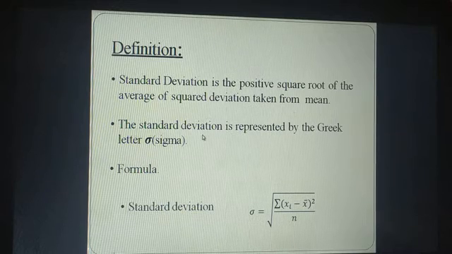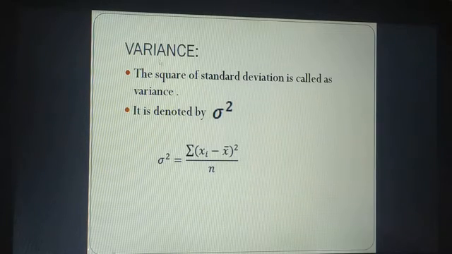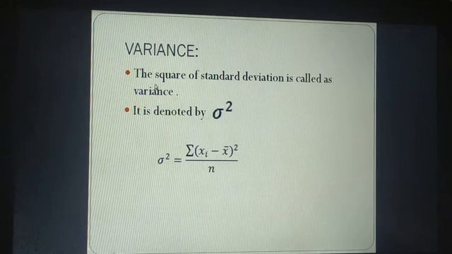The standard deviation is represented by the Greek letter sigma. Then the formula is: sigma is equal to under root of sigma (xi minus x bar) square upon n. Variance: the square of standard deviation is called variance. Sigma square is equal to sigma (xi minus x bar) whole square upon n.